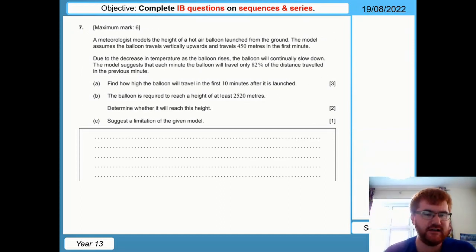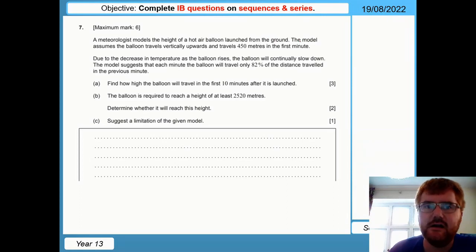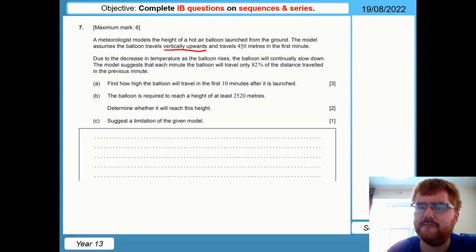Right, our last question here. So, a meteorologist models the height of a hot air balloon launched from the ground. The model assumes the balloon travels vertically upwards, that's going to be important a bit later on, and travels 450 meters in the first minute. And due to the decrease in temperature as the balloon rises, the balloon will continually slow down. Okay, interesting. Model suggests that each minute the balloon will travel only 82%.